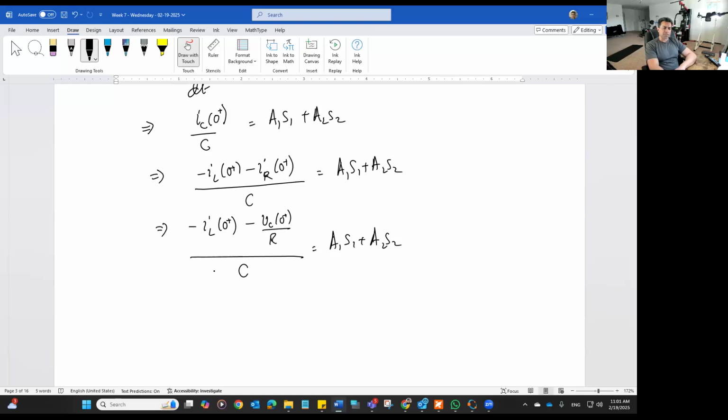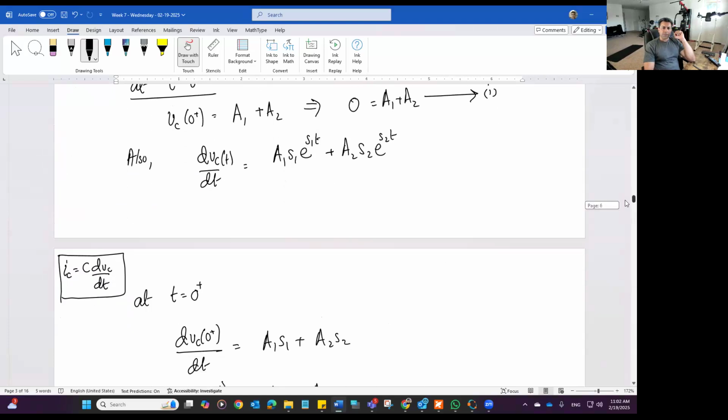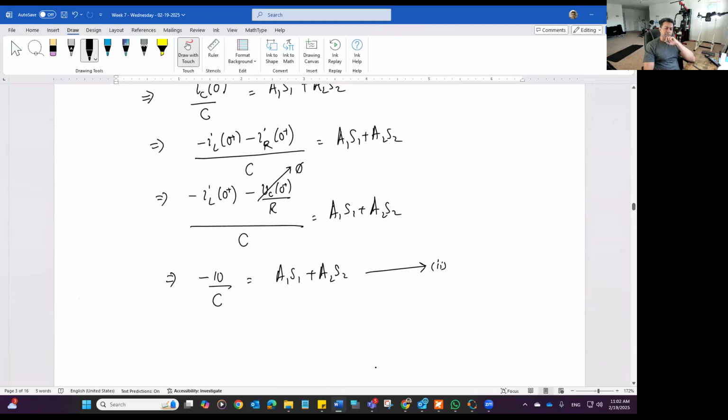So this voltage is 0, this current is 10 ampere. So our equation is going to be negative 10 ampere over C, this is 0, equals A1 S1 plus A2 S2. And that is our equation number 2. So now we have two equations. Equation number 1, A1 plus A2 is equal to 0. Equation number 2, A1 S1 plus A2 S2 equals negative 10 over C. Solving these two equations simultaneously will give us the values of A1 and A2.